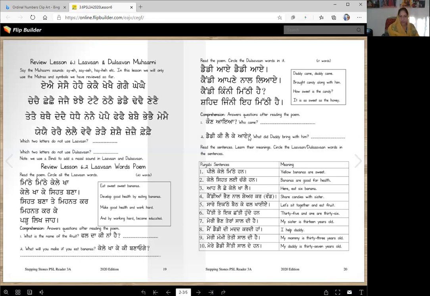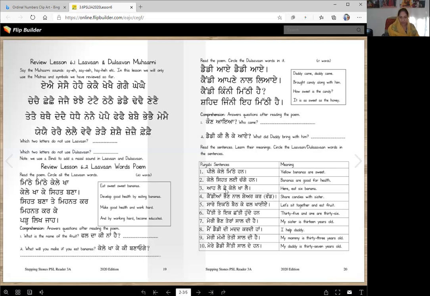Here are two questions you will answer. And here are some sentences that have Lama and the Lama words in them. You will read the sentences. This is what they mean. And you will circle the Lama words in these sentences. Okay. They're easy again. We are only using those matras that you have learned already. Only symbols like Bindi and Tippi that you learned already.